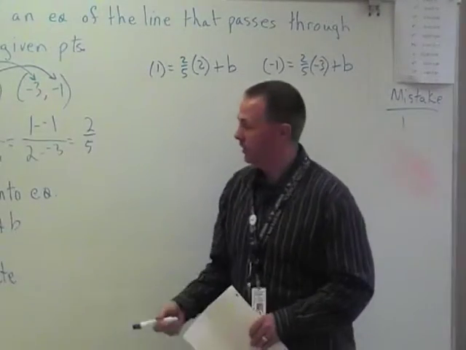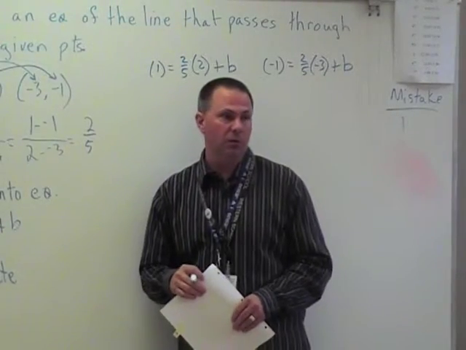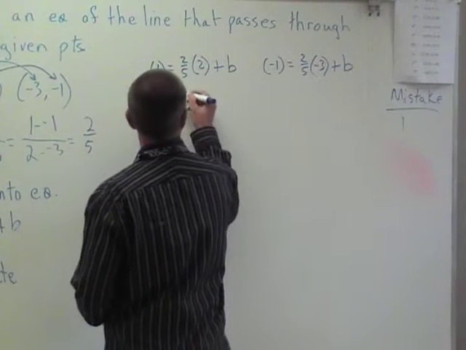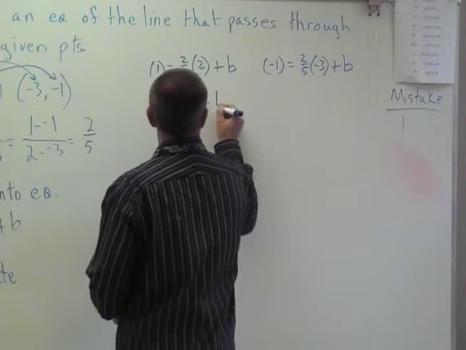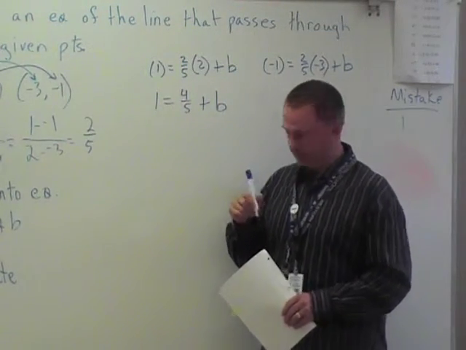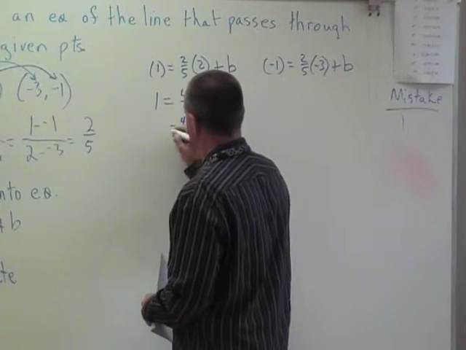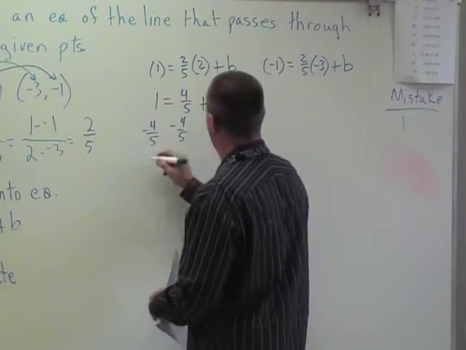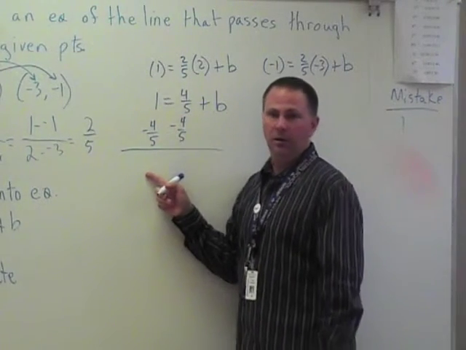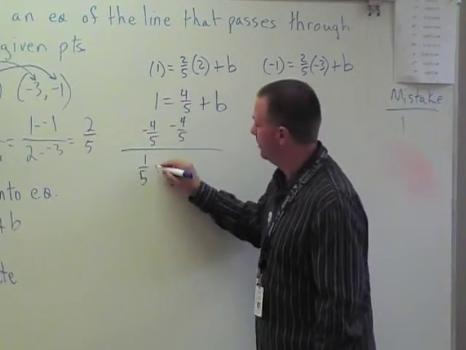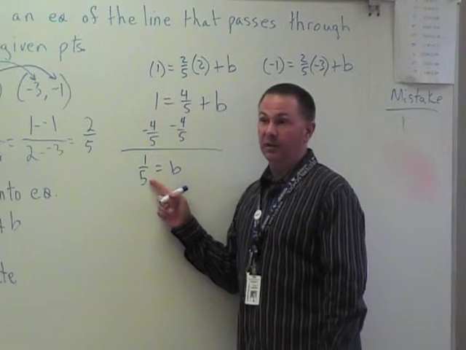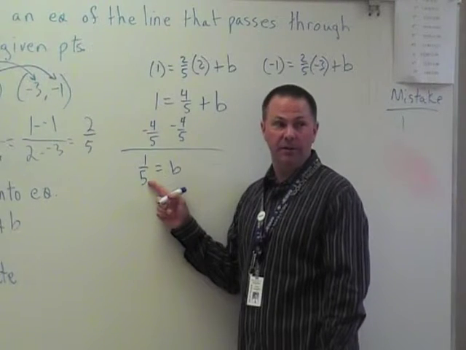Find the slope, put it into the equation, and then substitute the point into the equation. So the first one here is 1 equals 4/5 plus b. How do I solve for b? Yeah, subtract 4/5. And 1 is the same as 5/5. So what's my answer here? 1/5. Good. 1/5 is b. Notice that the y-intercept does not cross at a nice, neat crisscross on your graph.